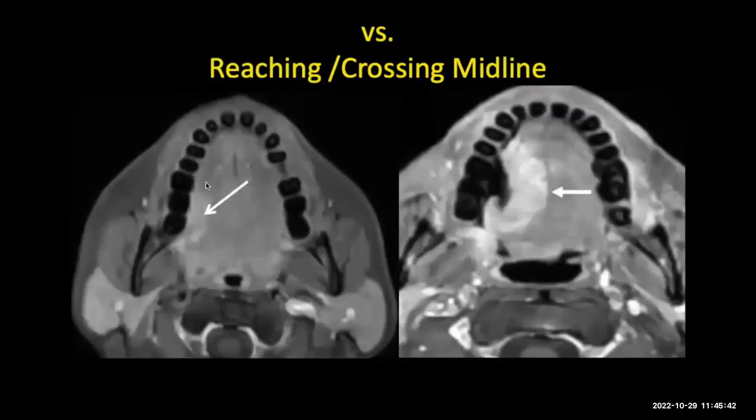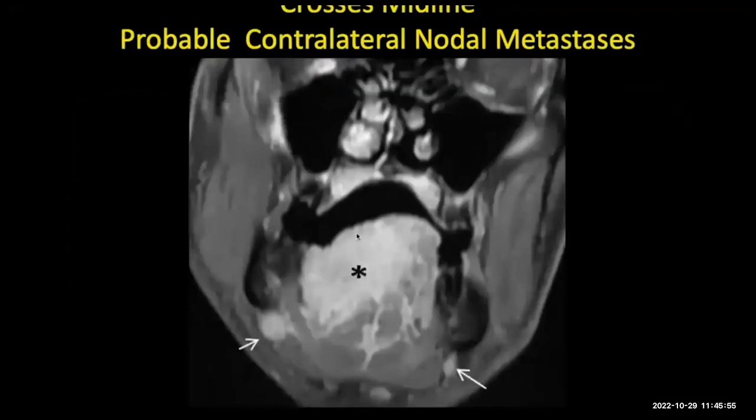Then you have disease which is limited, which may require hemiglossectomy, versus a disease which is reaching or just about to reach the midline. Look for the contralateral nodal disease. And these patients might require total glossectomy. And as you look in this case, there's a tumor which is crossing the midline. There's a contralateral nodal disease as well.